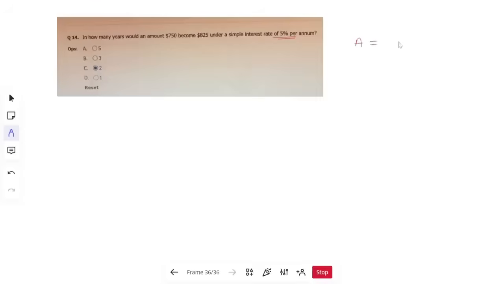So in simple interest, we have a simple formula, that is amount is equal to what? Principal plus simple interest. Okay, now we have to find what? We have to find how many years, which means we have to find the time value. Okay, just understand that. So see, in this formula, where is time? There is nowhere time, right? But you have to understand that there is a formula of simple interest, which is PRT by 100. Here P is the principal, R is the rate, T is the time.